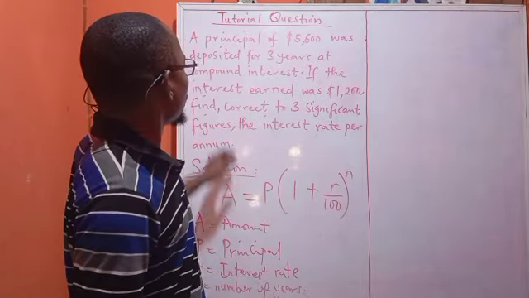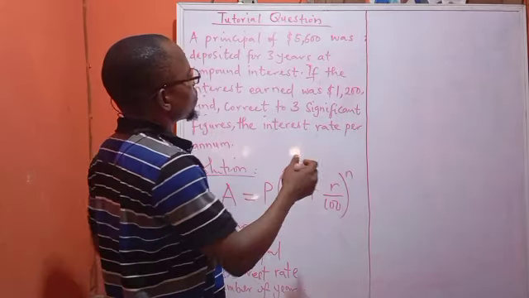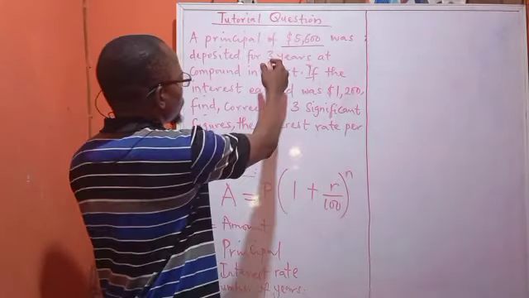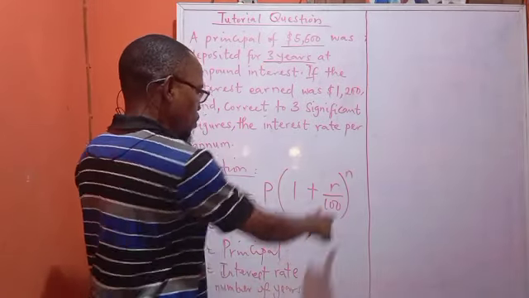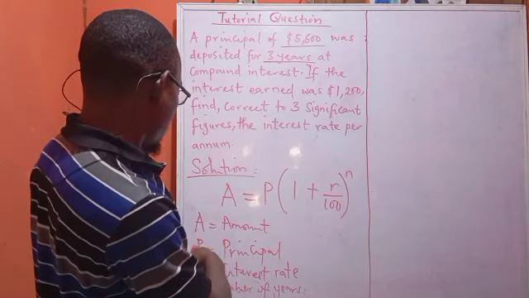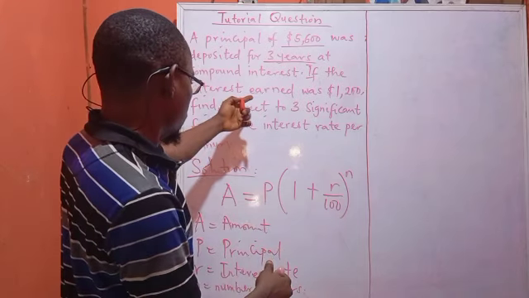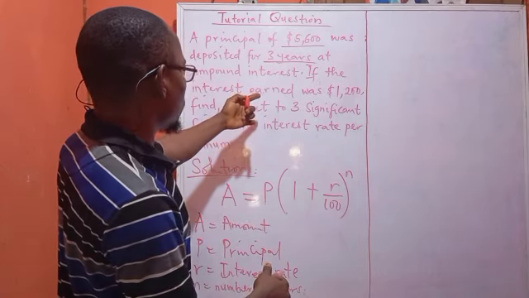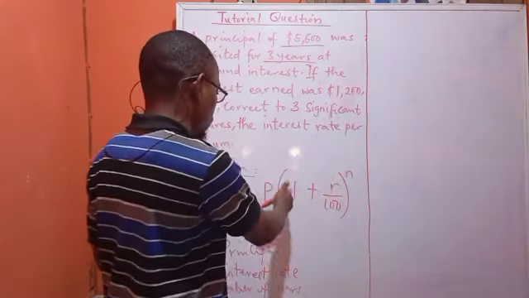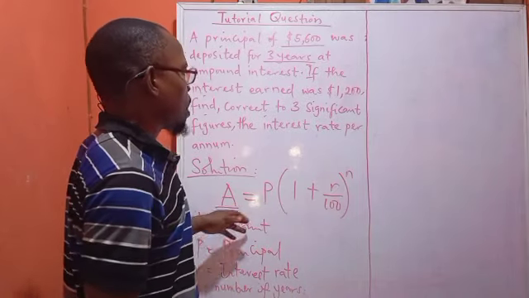Looking at the question, the principal is $5,600, which means we have the principal. Then we have the number of years, which is n, and the interest rate, but we might not need the interest rate. This A now is the amount.